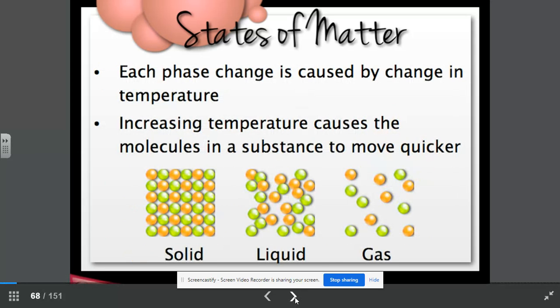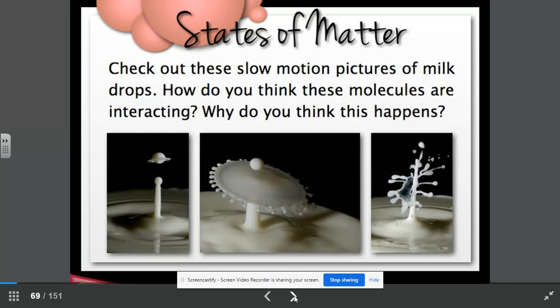Each phase change is caused by a change in temperature. Increasing temperature causes the molecules in a substance to move quicker. So for example, here's what they look like in a solid form, in a liquid form, and in a gas form. And again, this is probably a review because I know you've talked about states of matter throughout your science classes leading up to 8th grade.